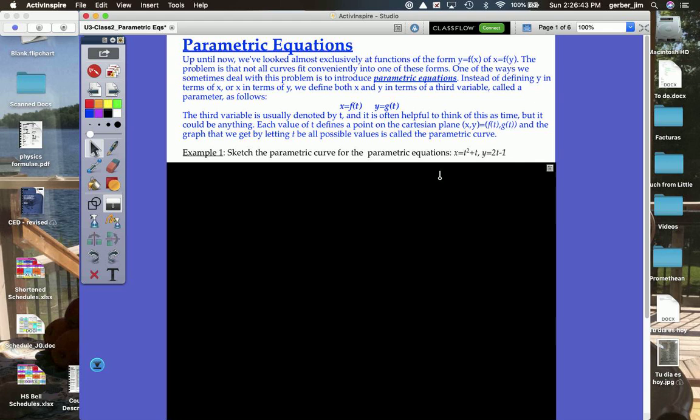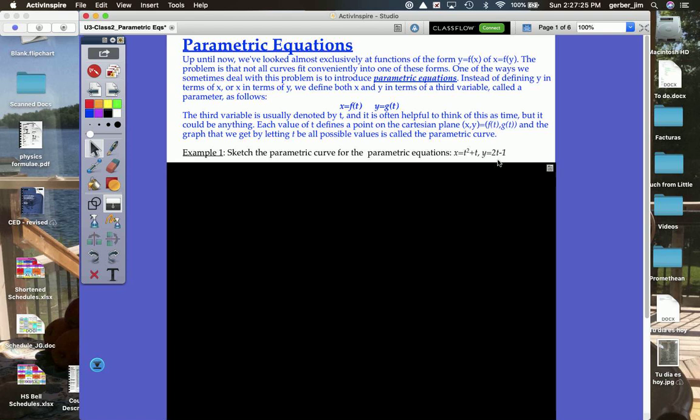In this example, we're asked to sketch the parametric curve for the parametric equations x equals t squared plus t and y equals 2t minus 1. So what that means is we're going to graph a series of coordinates of xy points, just like always. The only difference is now x is determined by the equation t squared plus t, and the y-coordinate is given by 2t minus 1. So for example, if t equals 0, we find that the x-coordinate would be 0 plus 0, which is 0, and the y-coordinate would be 0 minus 1, which is negative 1, and so we know that the coordinate (0, negative 1) is one point on our curve.